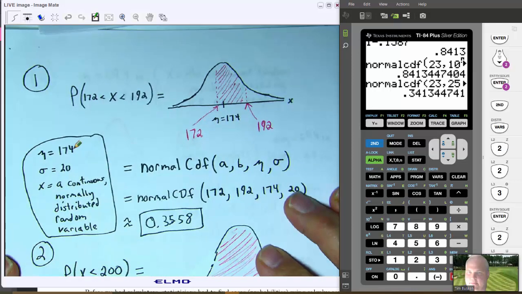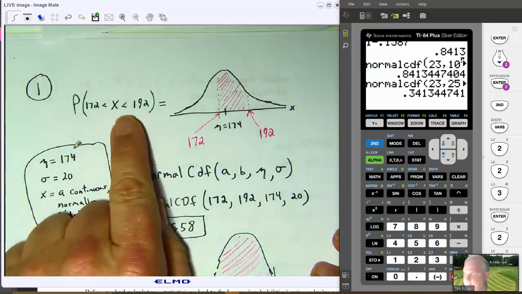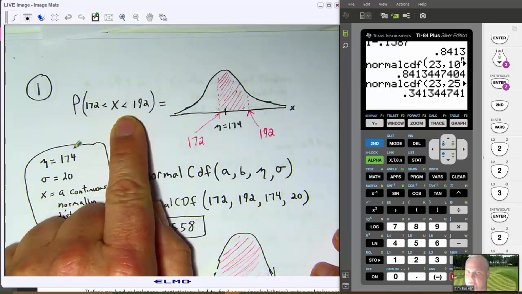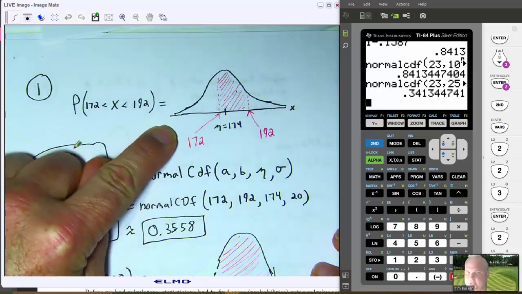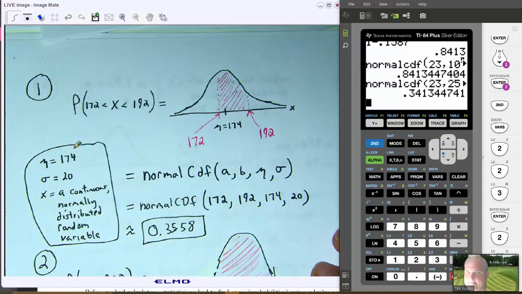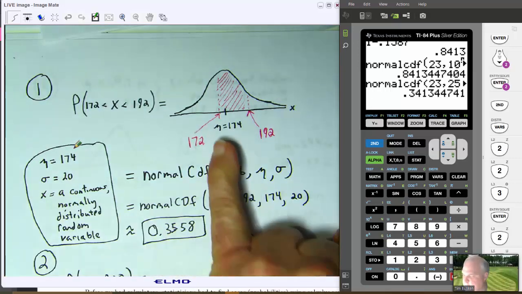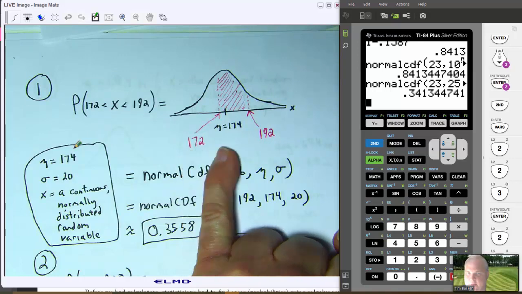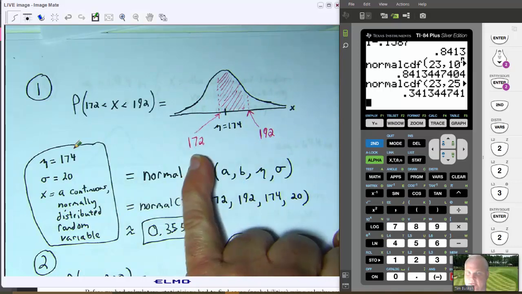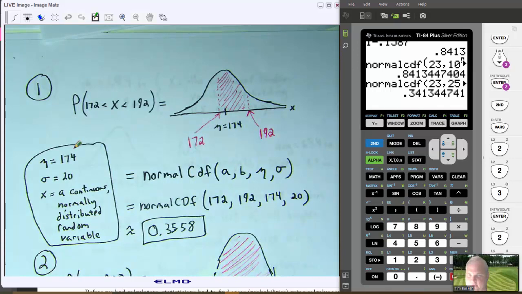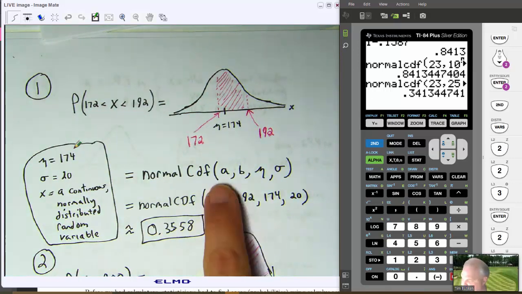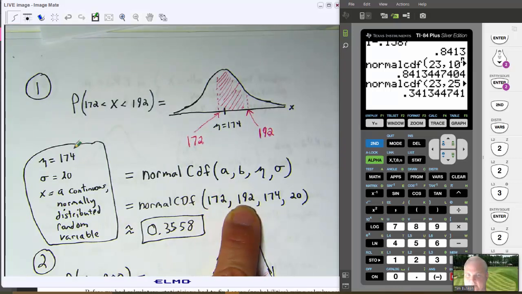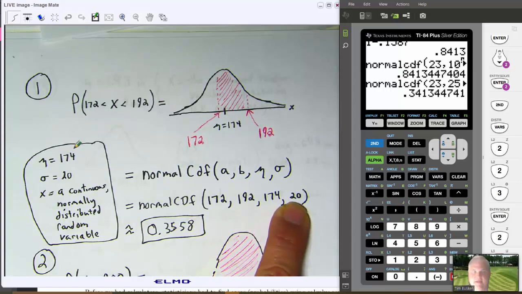And so to get that probability, we know that that probability is equal to this picture here, right? Just the picture of a normal curve centered at 174, and the lower and upper boundaries will be 172 and 192. We need the area between that because that's what the probability is equal to. So our lower and upper boundaries A and B from the normal CDF command will be 172 and 192, and we tell it what the mean and the standard deviation is to get that answer.